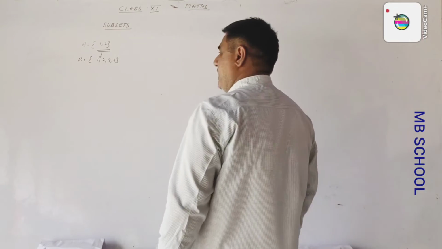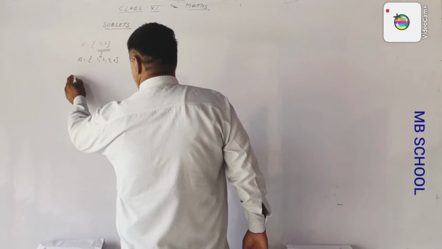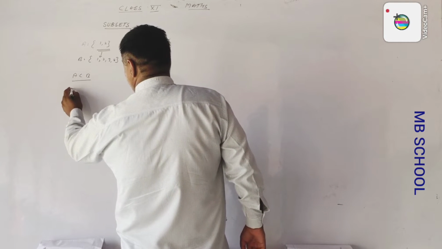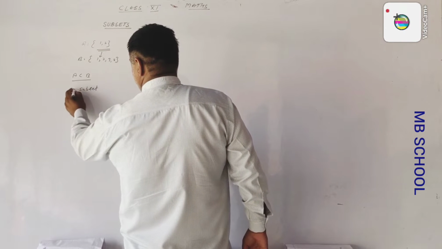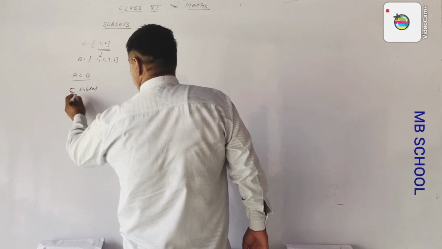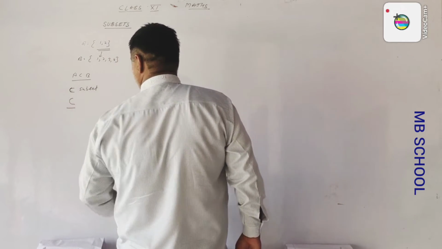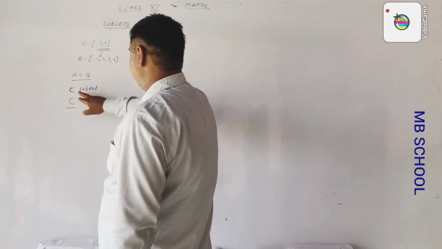If all elements of A belong to B, then we say that A is the subset of B. This is the symbol of subset. Sometimes it will be written like this, which is also a symbol of subset, but we use this symbol for subset.